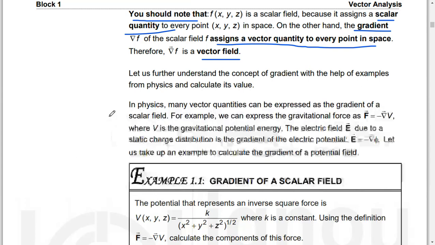In physics, many vector quantities can be expressed as the gradient of a scalar field. For example, we can express the gravitational force as a vector equal to minus del V, where V is the gravitational potential energy. The electric field E due to a static charge distribution is the gradient of the electric potential, E equals minus del phi. Let us take up an example to calculate the gradient of a potential field.